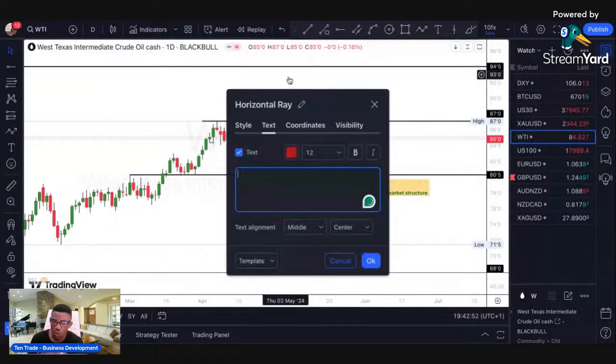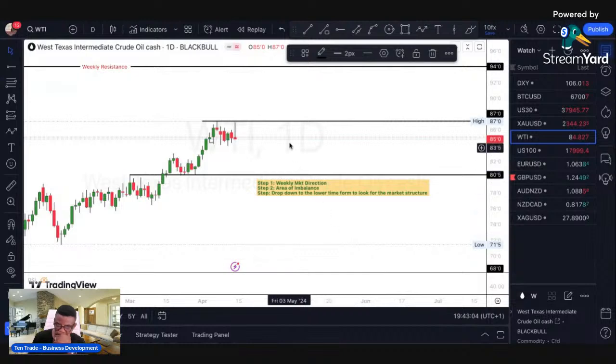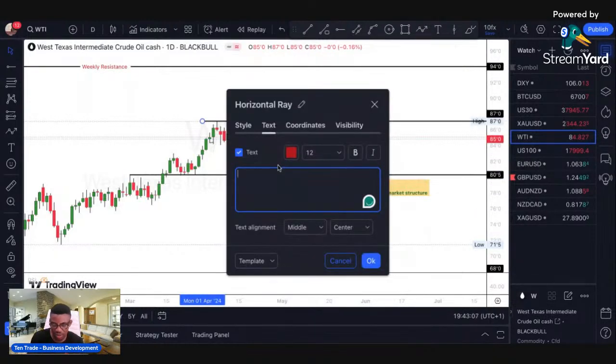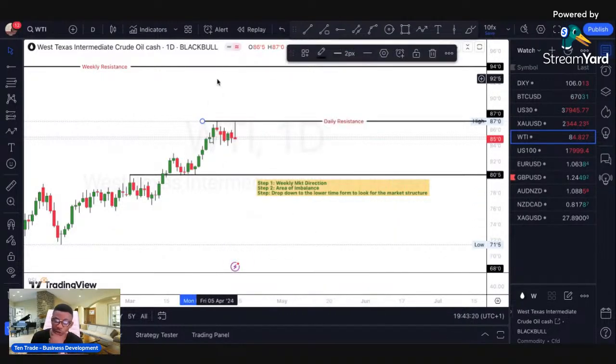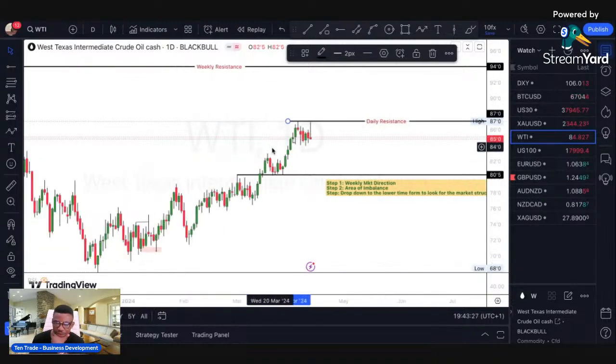This is the weekly resistance. So price is on its way to the weekly resistance. This is daily resistance. Once it's broken, we are heading to the weekly resistance. But before we get there, price needs to come down to the area of imbalance we drew.